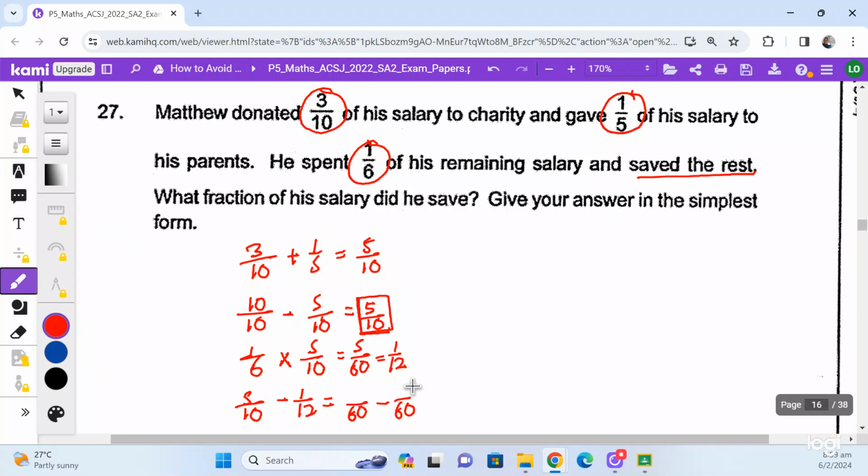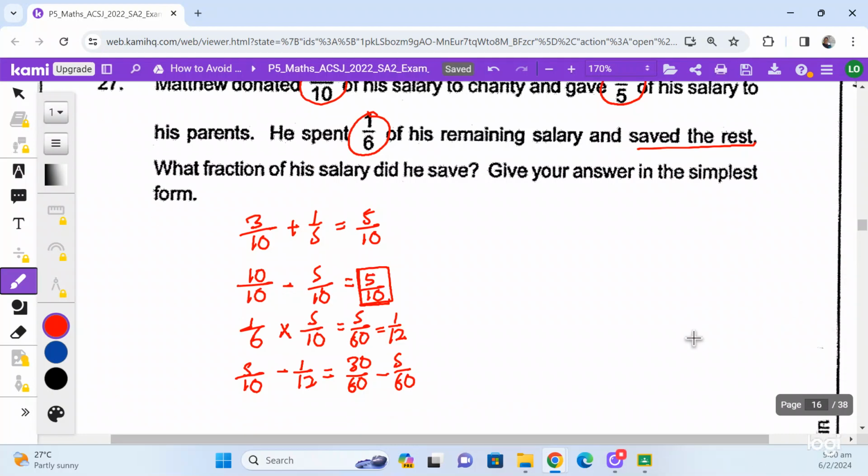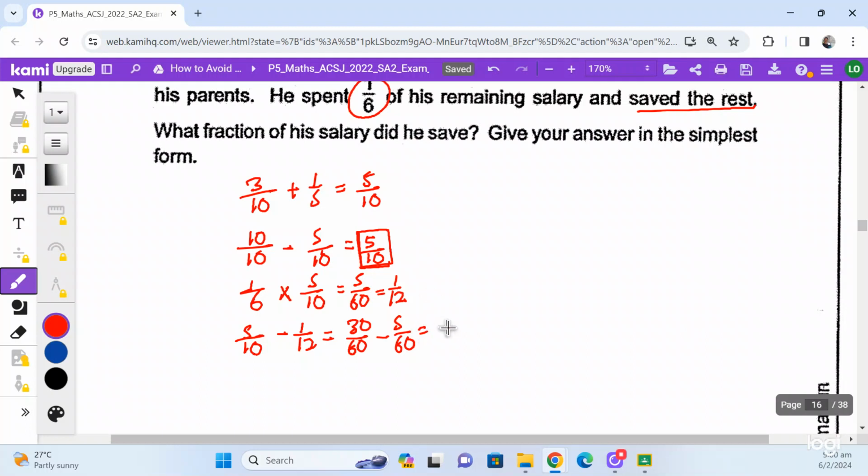Of course, maybe you have a faster way to do this. I do not know, but this is what I will do for the longer approach. So that will be 30 over 60 minus 5 over 60, and then what do I get? I get 25 out of 60, and then I have to simplify the fraction by dividing by 5, and 60 divided by 5 will be 12. So what fraction of the salary did he save?